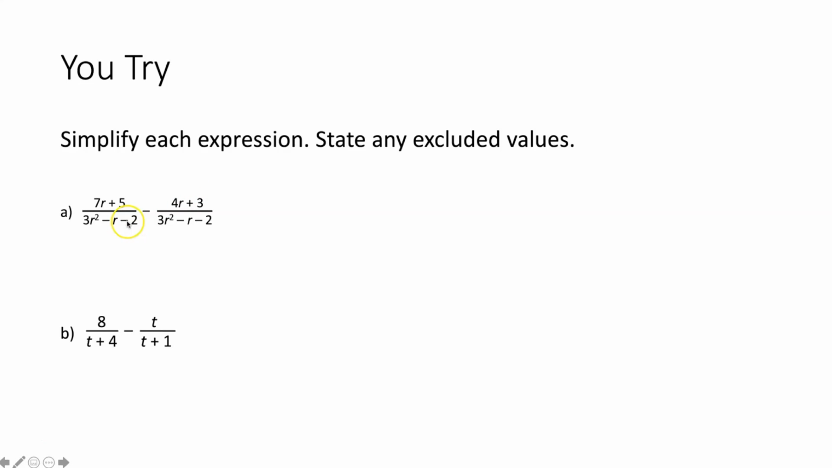Okay, doing the same thing. Step 1, we need to make sure that the numerator and denominator of both fractions are completely factored. So our numerator here, that's as factored as that gets. Our denominator, that's a quadratic trinomial. So how do we factor a quadratic trinomial? We use a magic x.